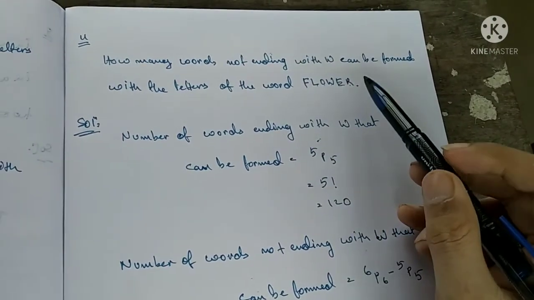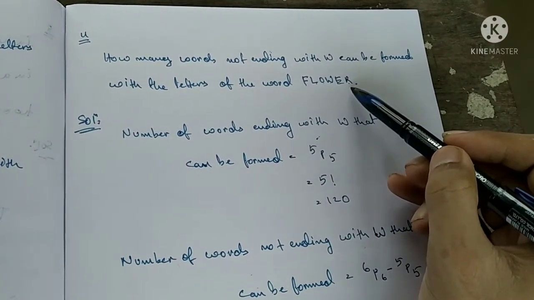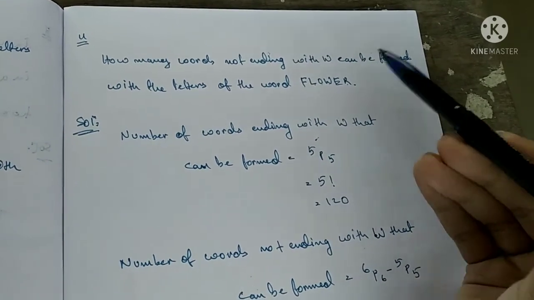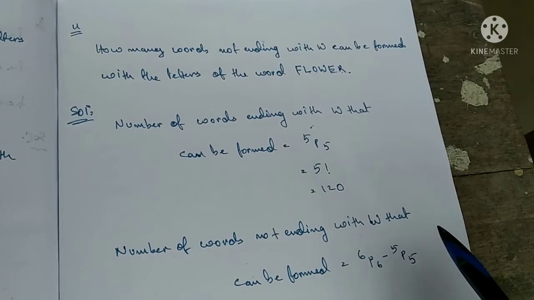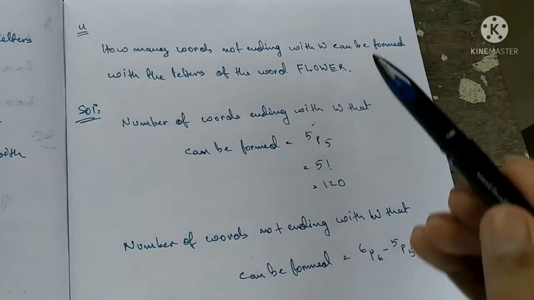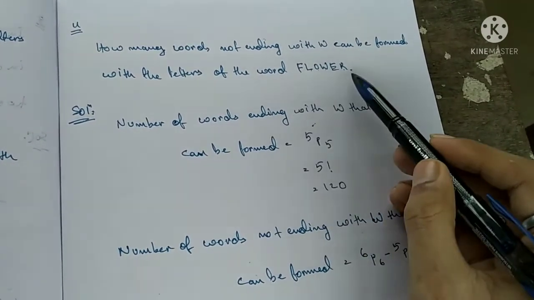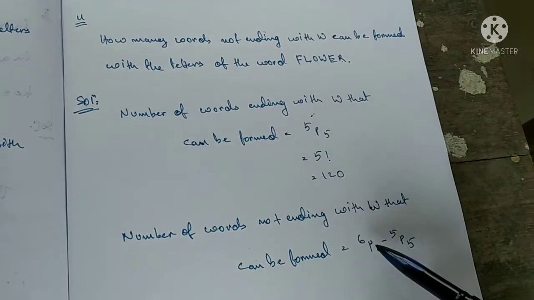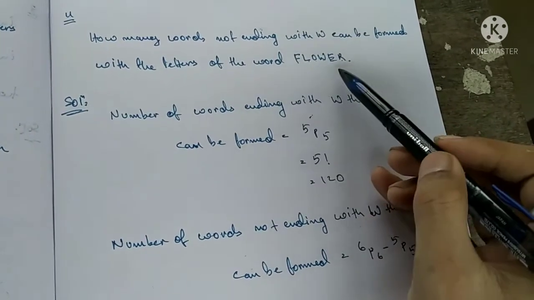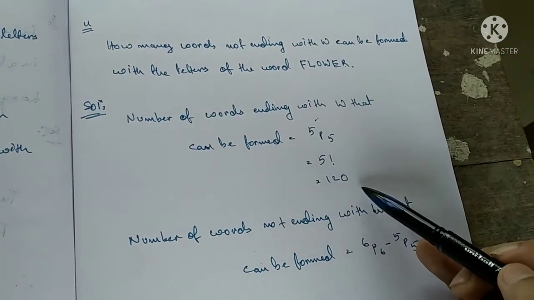Understand? First of all, you see the total number of ways the letters of the word flower can be arranged, that many words I will get. Yes or no? That much number of words I will get. So first of all, the total number of ways the letters of the word flower can be arranged is 6P6. And then the total number of words ending with W is 5 factorial, which is 120.